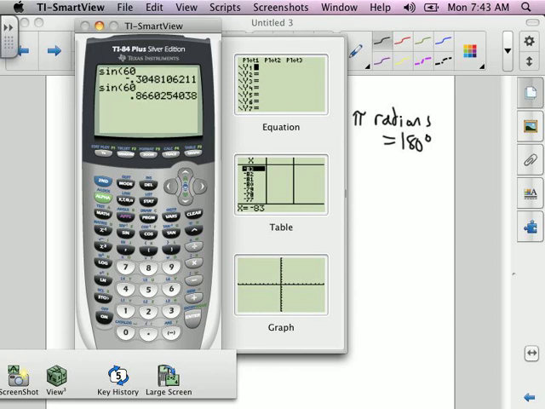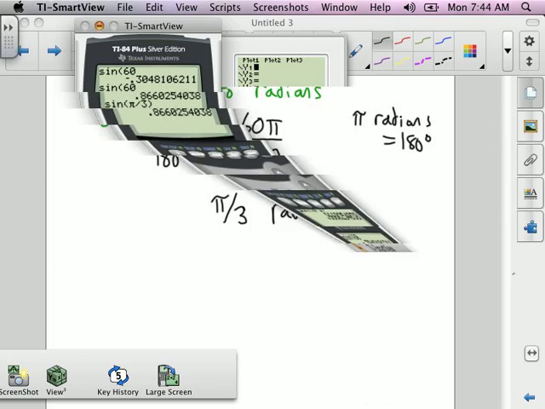Now to prove a point though, that's sine 60 in degrees. We just found out that's the same thing as pi over 3 radians. So what I'm going to do right now, go back, I'm going to actually change my calculator into radians. So now I'm in radians, and I'm going to do sine pi over 3. And we're going to see what that ends up equaling right here. If you do sine of pi over 3, in radians, if you're in the mode, it's the same thing. They're equivalent measures for the same angle. So that's something to be very cautious of. Make sure you are in the right mode when you're doing these problems.